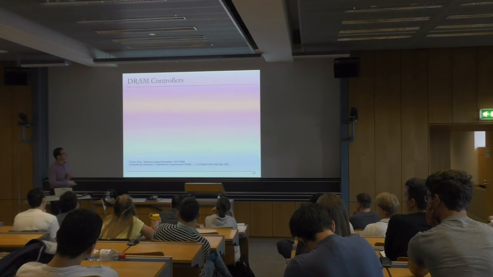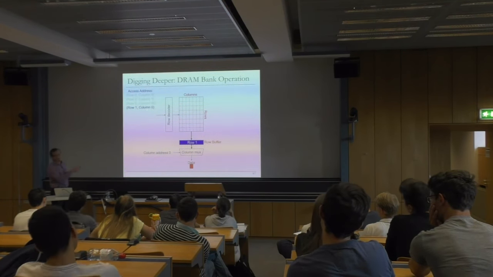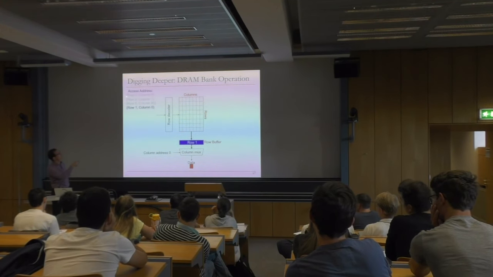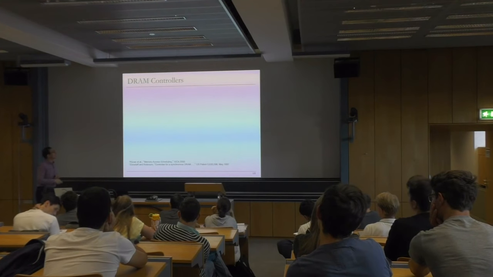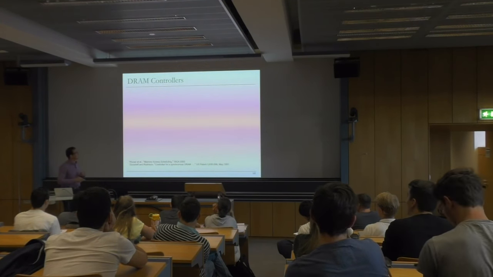So clearly this row conflict access took much longer than this row hit access. It also took much longer than the first access over here, because the first access didn't need to write the row buffer back, precharge the array, meaning prepare the array for the next access. Okay, so that's the realization. Now we realize something different.